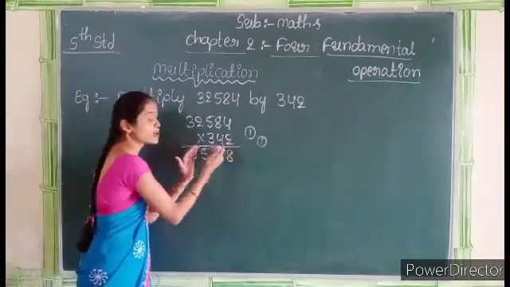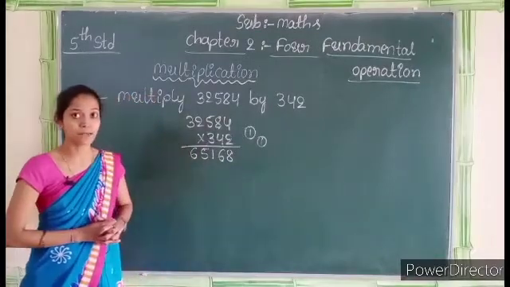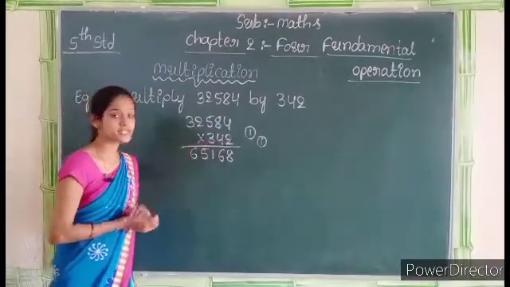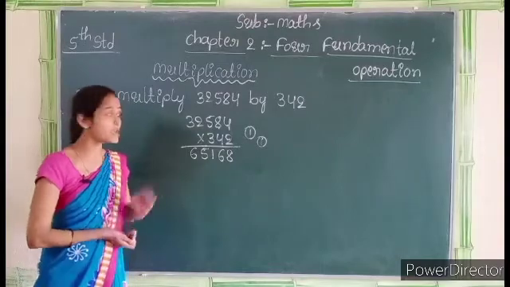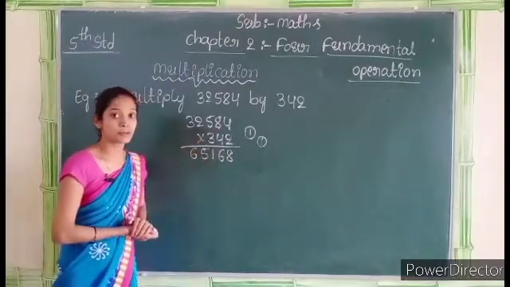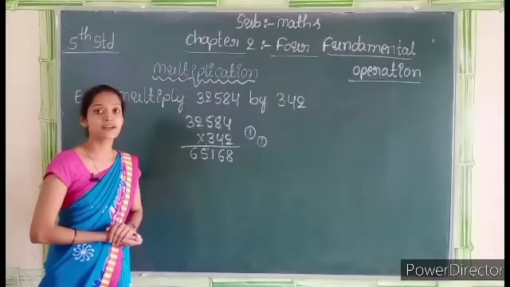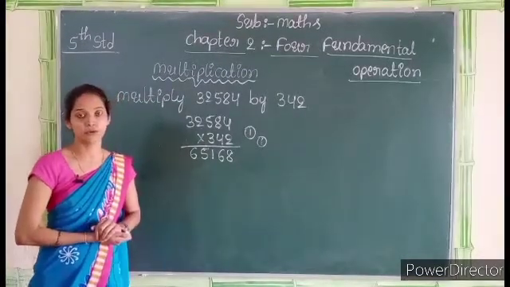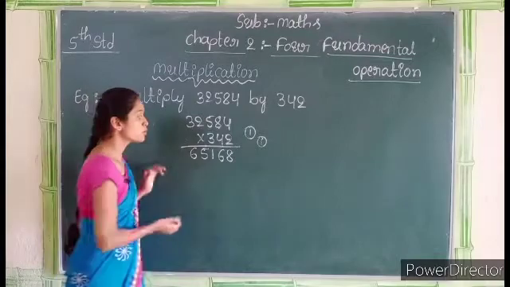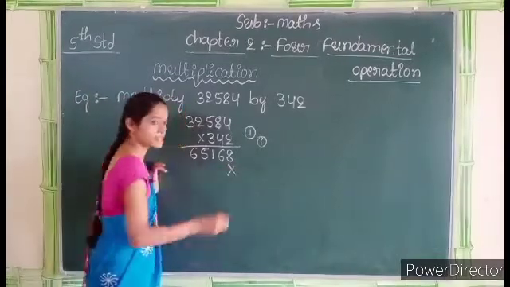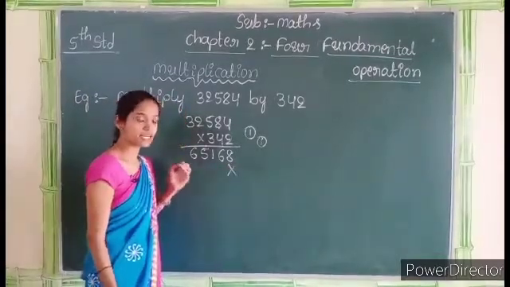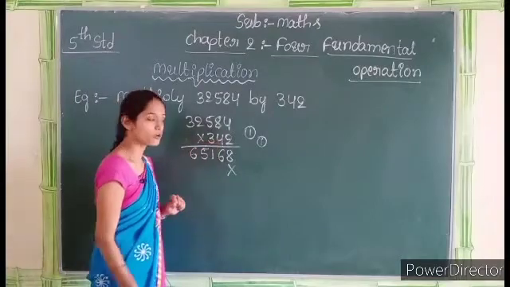Next we have to move on to the tens place multiplication. In the tens place we have 4. All these numbers should be multiplied by this 4. And in the tens place we have 1 zero, that's why I will put 1 cross or 0 here. So let's start the multiplication by this 4.